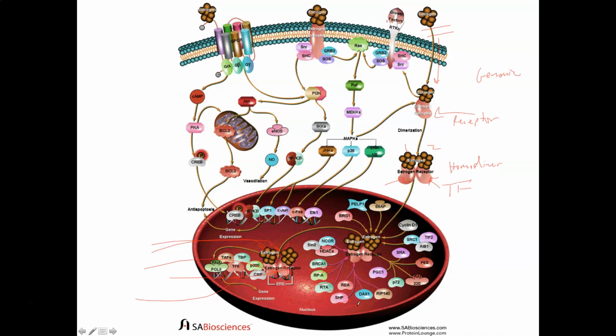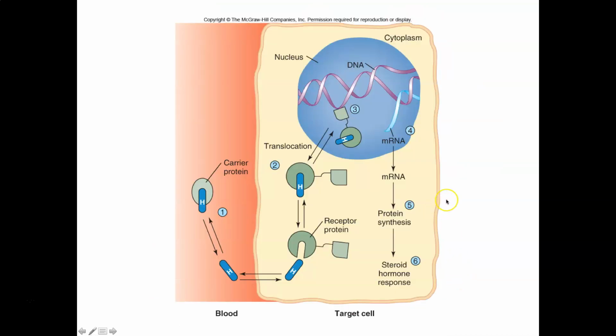So the genomic mechanism allows us to produce RNA, and then it allows us to produce proteins. And so here we have transcription taking place to produce RNA, and then we have translation taking place so that we can produce proteins. And then those proteins can go on to give us the steroid hormone response.